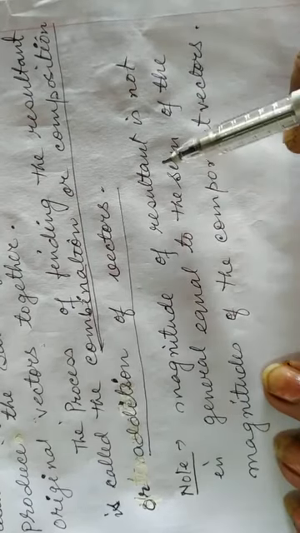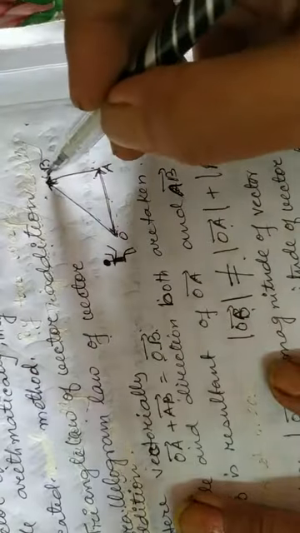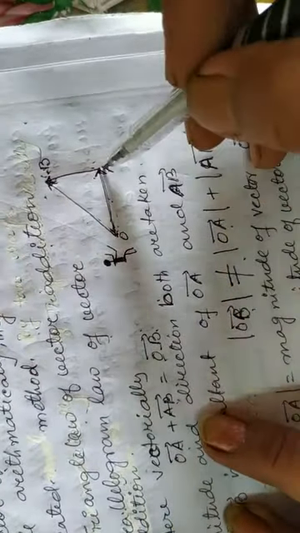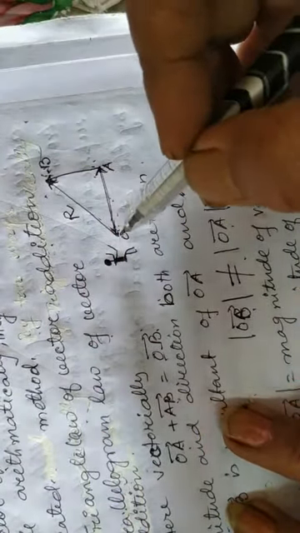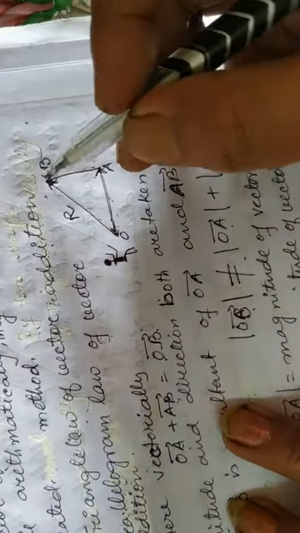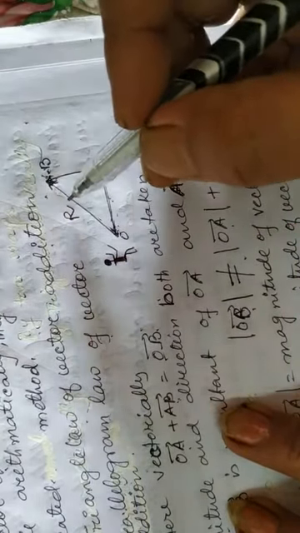Now you remember that the magnitude of the resultant is not in general equal to the sum of the magnitudes of the component vectors. Here you see that OA is a vector, AB is a vector, and OA plus AB is equal to OB. This is the resultant. It is not so that the magnitude of OA and the magnitude of AB are added to give the resultant magnitude.